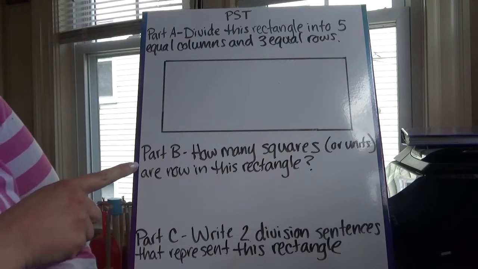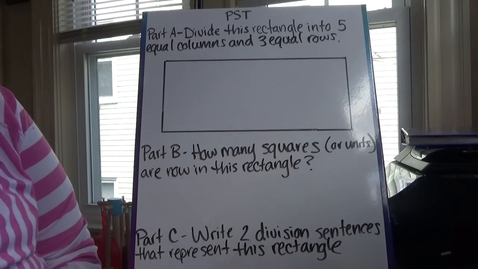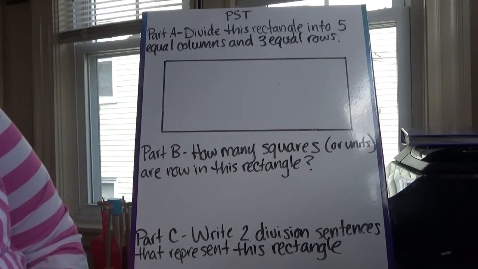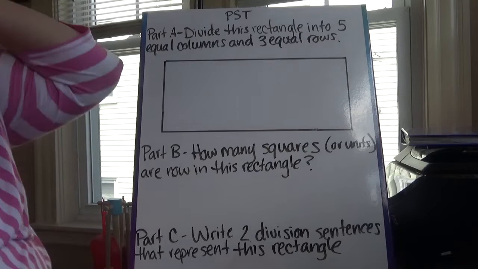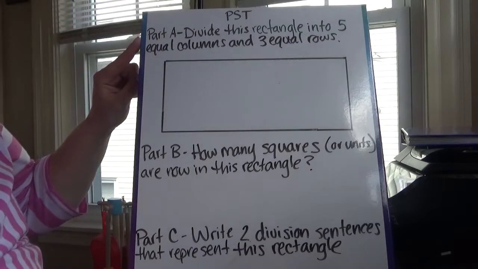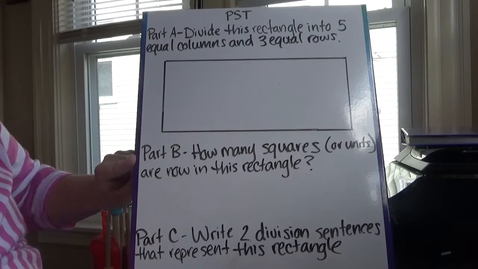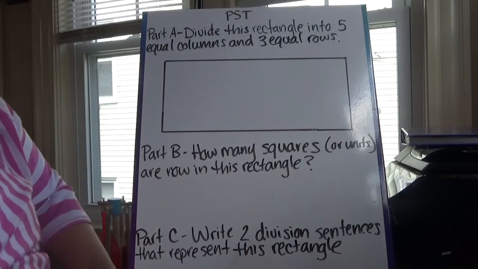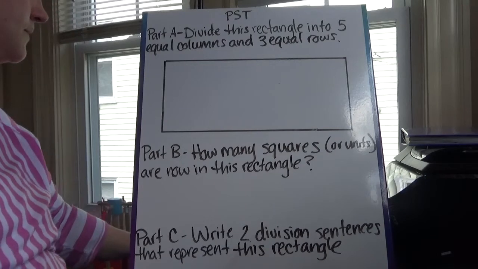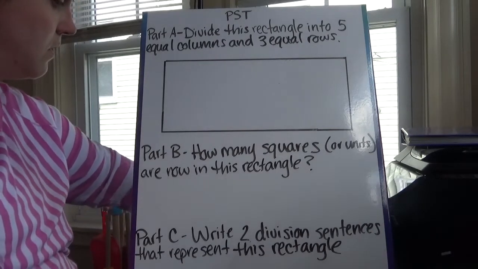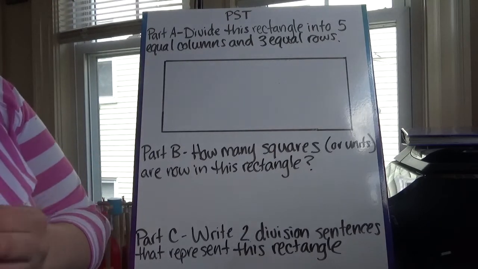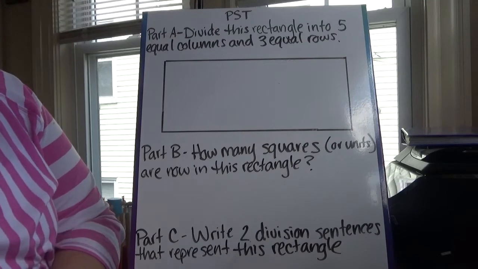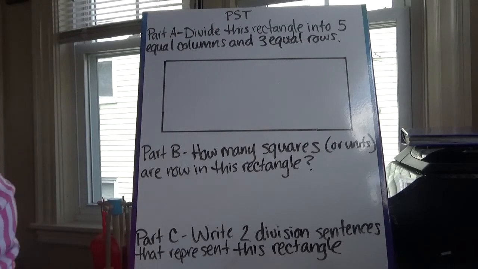Then, part B, how many squares or units are now in this rectangle? And part C at the bottom, write 2 division sentences that represent this rectangle. So I want you right now to pause the video, and I want you to make sure you have time to solve part A, part B, and part C. Go ahead and pause the video. Okay, hopefully you've had a chance now to solve your problem solving task, so we can jump in and go over these questions.